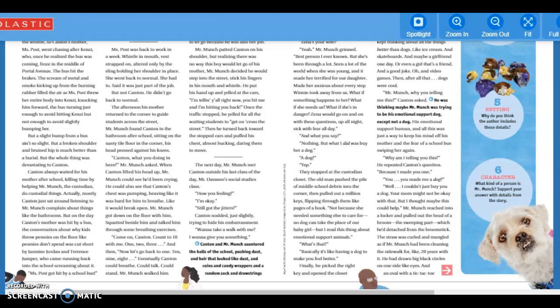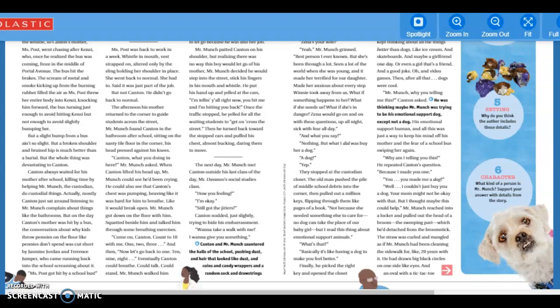Remember, when we read stories, we always want to try to make connections to the story, and the author is helping you do that with the next part that I'm going to talk with you about. There's a part at the very bottom of this page on column 3 where it starts talking about Mr. Munch and about how Mr. Munch helped Canton around the school. I want you to listen to these words.